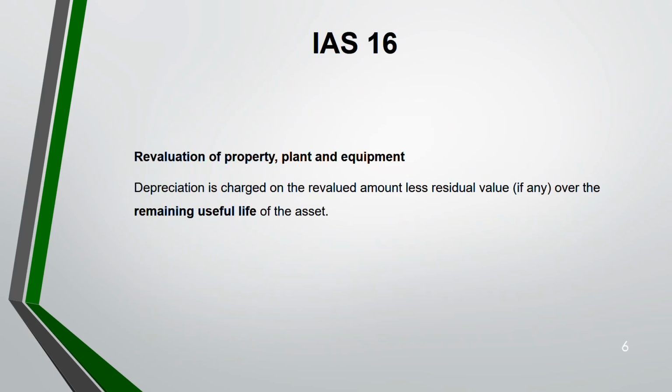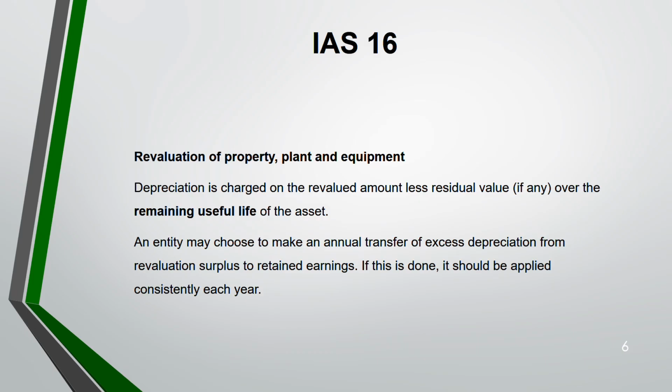Now, depreciation on revalued assets. So depreciation which is charged on your revalued asset, that is revalued amount minus the residual value over the remaining useful life of the asset. That's how you get the depreciation on a revalued asset. And because your asset has been revalued, now depreciation will be more. So that excess depreciation you can transfer from revaluation surplus to retained earnings. There's a choice that entity can do that. If it is done, it has to be done consistently each year.